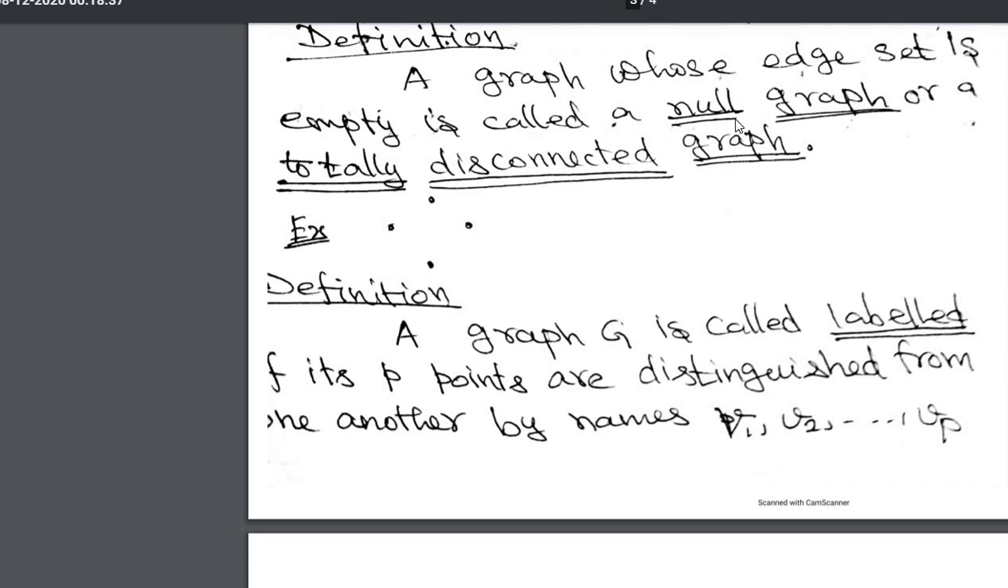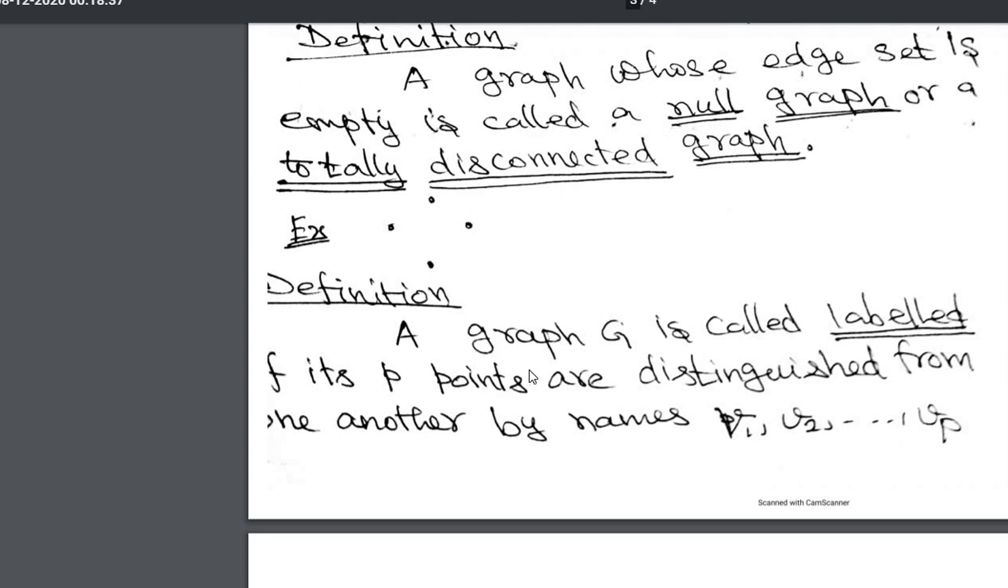Another definition: null graph or totally disconnected graph. A graph whose edge set is empty is called a null graph or a totally disconnected graph. So we have only 4 points here, no edges. In this graph we don't have any connections between vertices, so this is a totally disconnected graph.